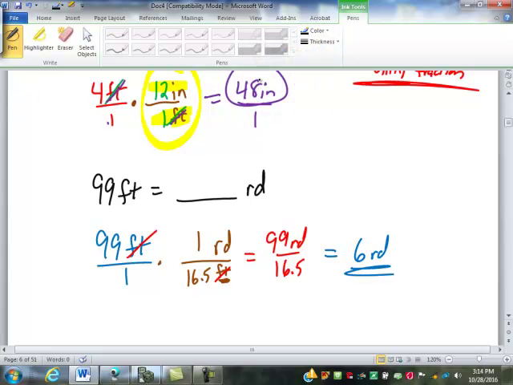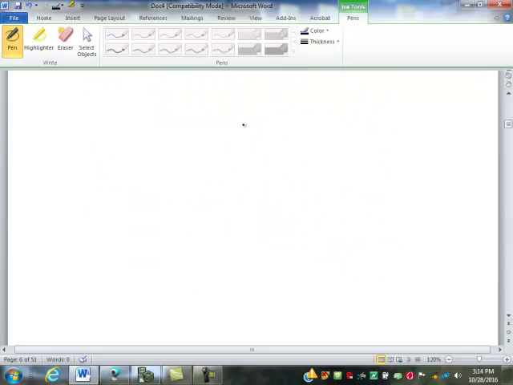Okay, you asked about the meter. The lovely meter. Metric length.